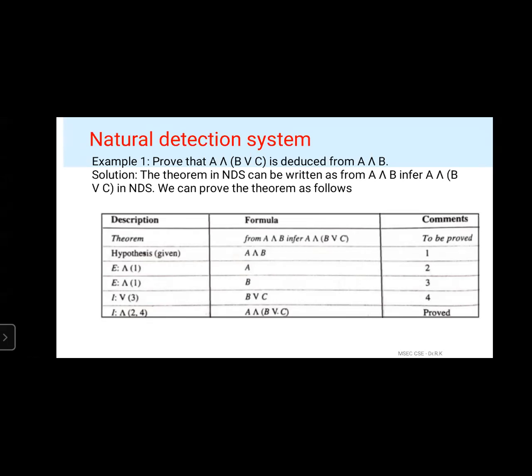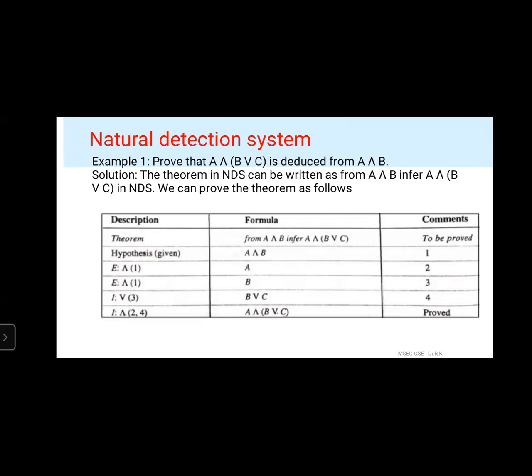I have to prove the theorem, right? So the theorem is to be written here: from A and B, infer A and (B or C). I have to write it like this in NDS. From A and B, infer A and (B or C). So the comment is "to be proved". This is the theorem that is to be proved.